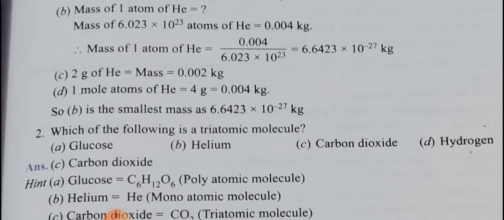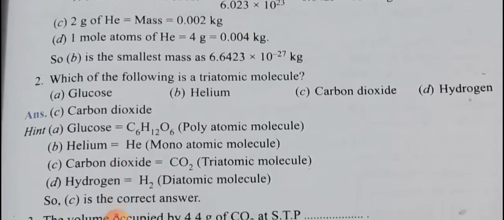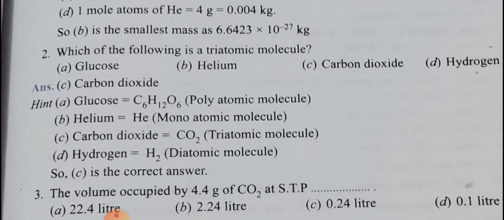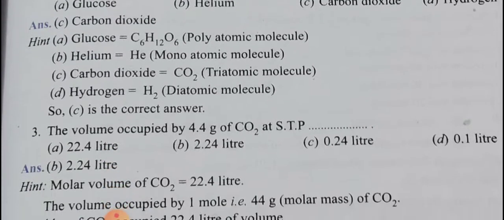Then, which of the following is a triatomic molecule? Carbon dioxide, formula CO2: 2 plus 1, 3 atoms. Then the volume occupied by 4.4 gram of carbon dioxide at STP is 2.24 liter. Actually, the molecular mass of carbon dioxide is 44 gram. If 44 gram, that is going to be 22.4 liter. But here 4.4 gram is given, so when you divide, you will get 2.24 liter.